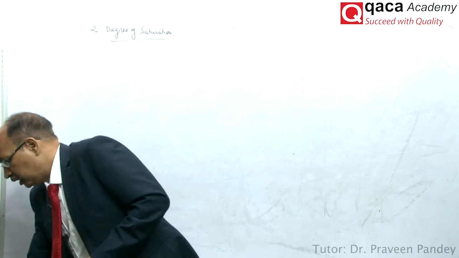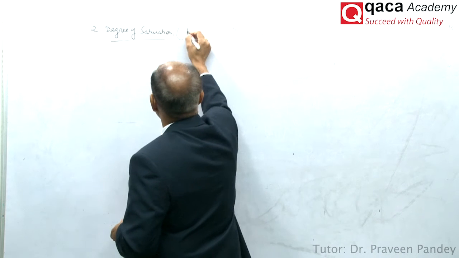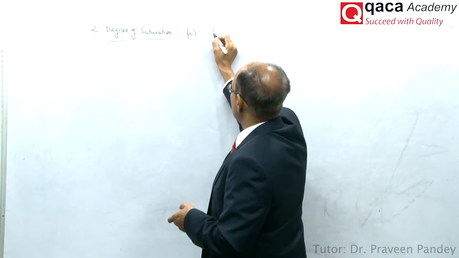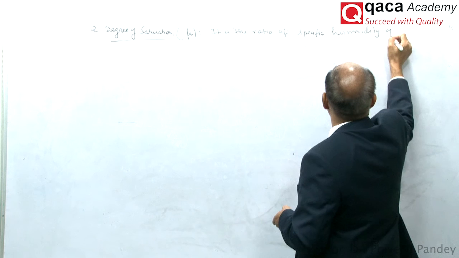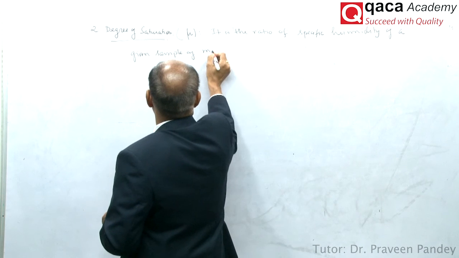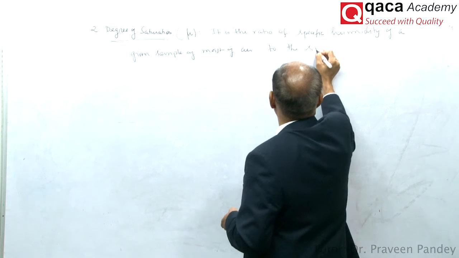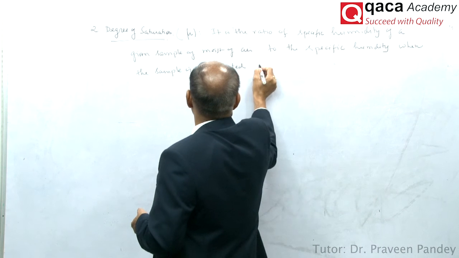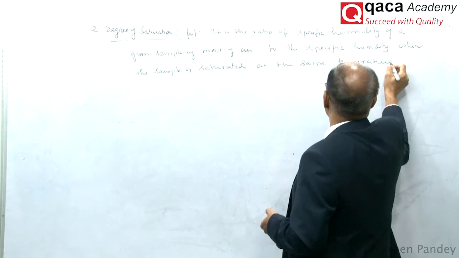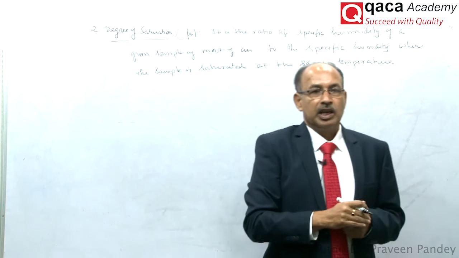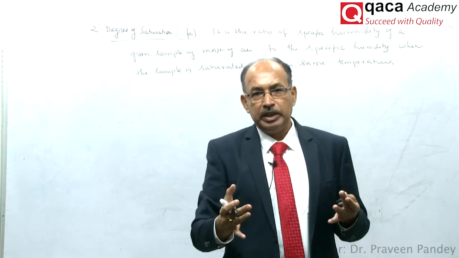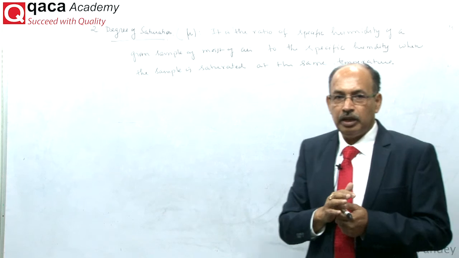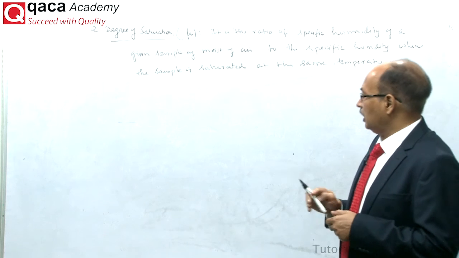The next property is degree of saturation. Degree of saturation is denoted by symbol mu, and it is the ratio of specific humidity of a given sample of moist air to the specific humidity when the sample is saturated at the same temperature. So, degree of saturation tells us about the moisture holding capability of moist air. If degree of saturation is less, that means more moisture can be added, and if it is fully saturated, no more moisture can be added.